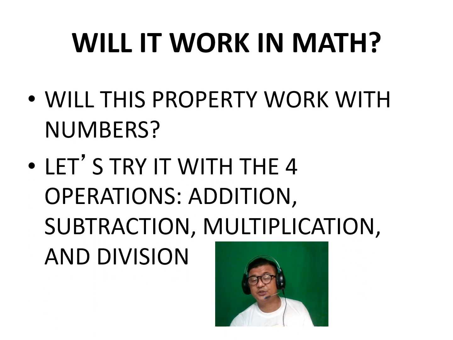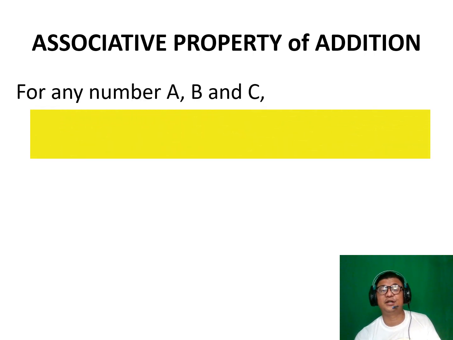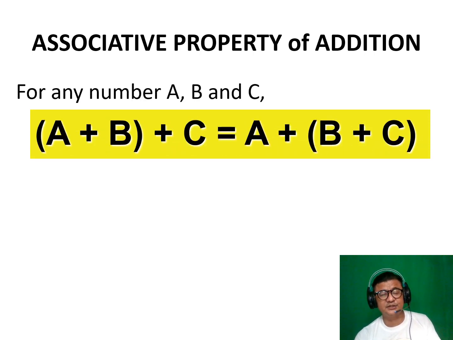So again, we will try it out with all the four operations. Let's start with associative for addition. Now, check this out. They're the same numbers, A, B, C, A, B, C. But the thing here is there is a parenthesis, meaning I have to do this first. Remember order of operations? PEMDAS, P represents parentheses.